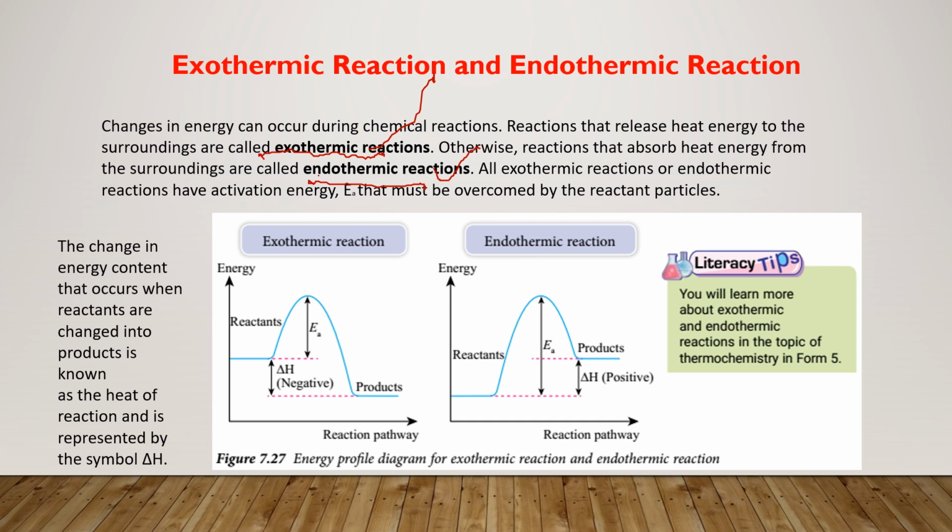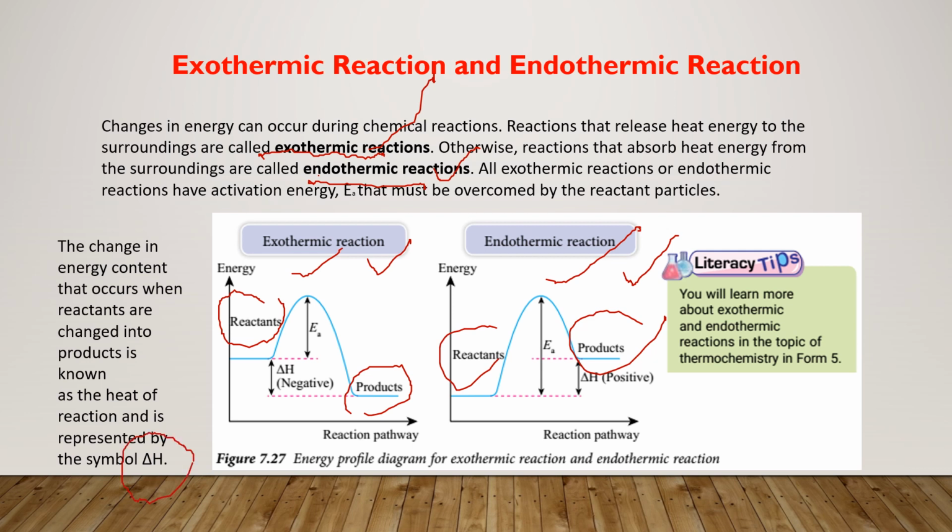So this one is the energy level diagram for exothermic, and this one for endothermic. You have to remember how to draw the energy level diagram for exothermic and endothermic reactions. On the left side, this one is the reactant, and this one is the product. The change in the energy content that occurs when reactants are changed into products is known as the heat of reaction, and is represented by this symbol.